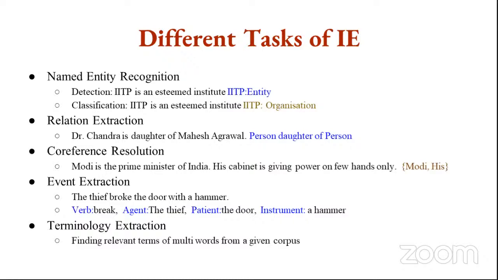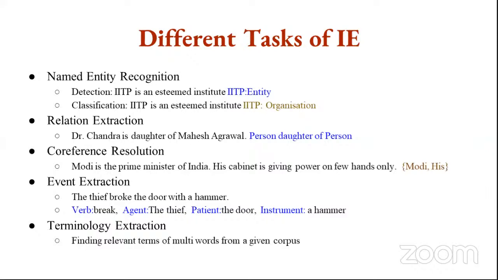Then co-reference resolution is another task of information extraction. In a paragraph, a particular entity can be referred to in several ways. Like, Modi is the Prime Minister of India, his cabinet is giving power to new hands only. Here he refers to Modi. Can we somehow cluster together the entities and pronouns which refer to the same entity? That is called co-reference resolution. Here Modi and his are grouped together because they refer to the same entity.